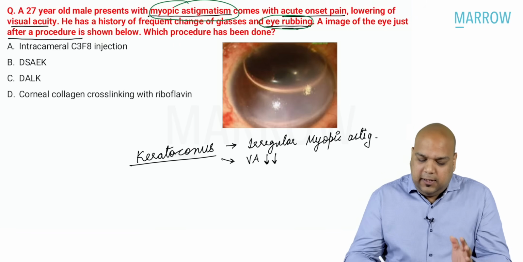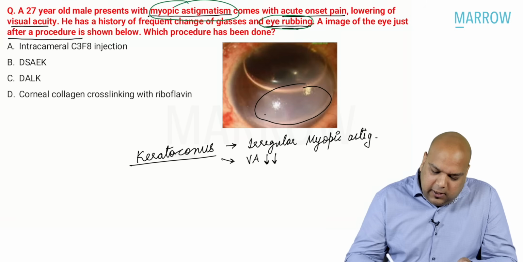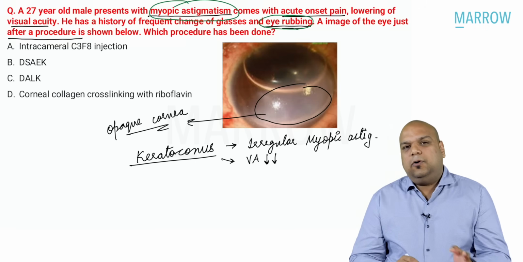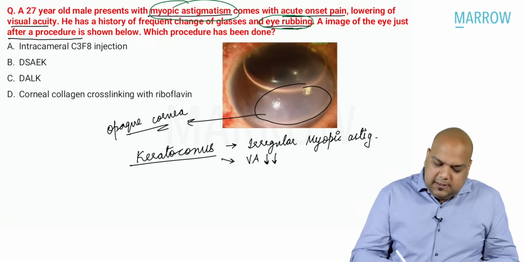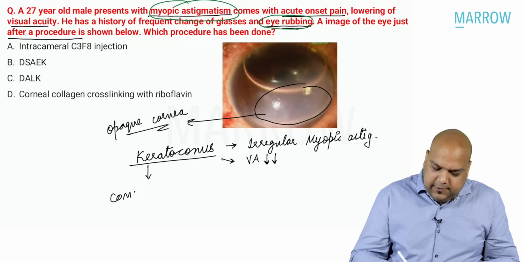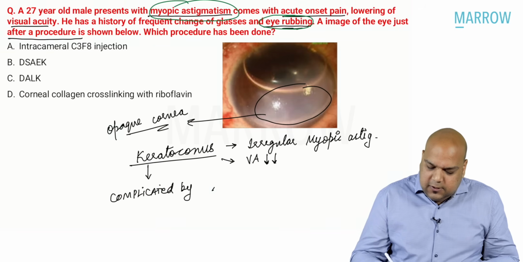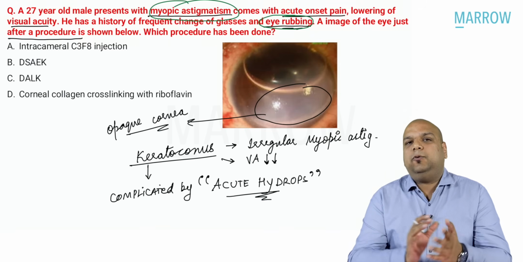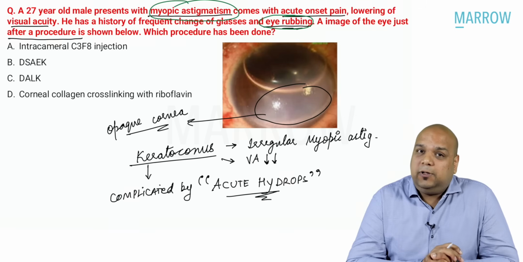In the photograph, there is an opaque cornea, or opacity of the cornea. Keratoconus does not cause opacity in the cornea. So that means it is a complication of keratoconus, which is called acute hydrops. So this question is basically on the complication of a keratoconus case called acute hydrops.